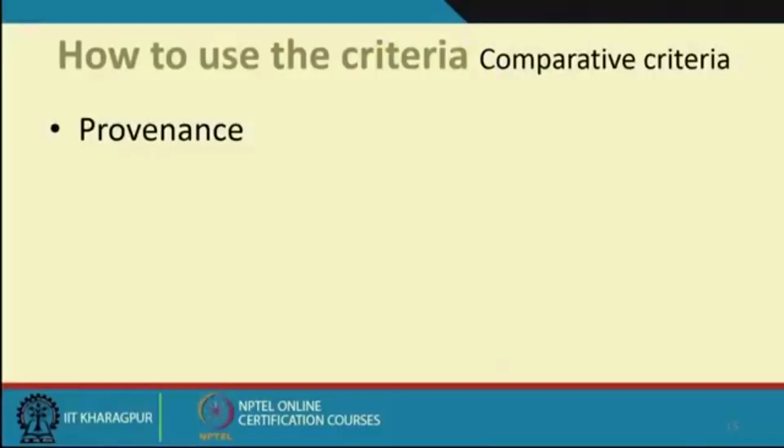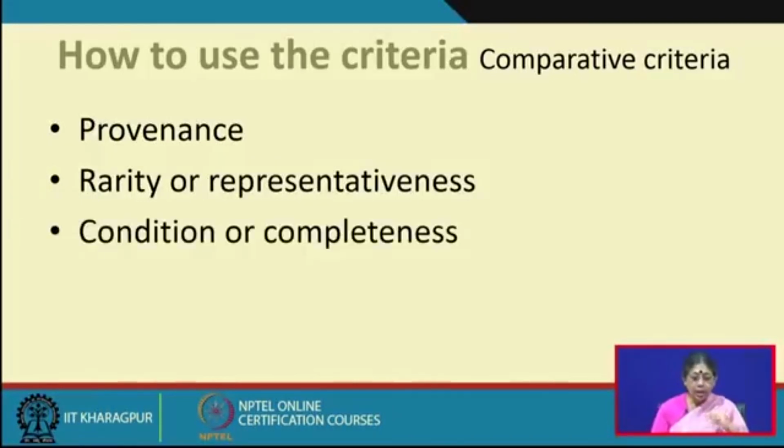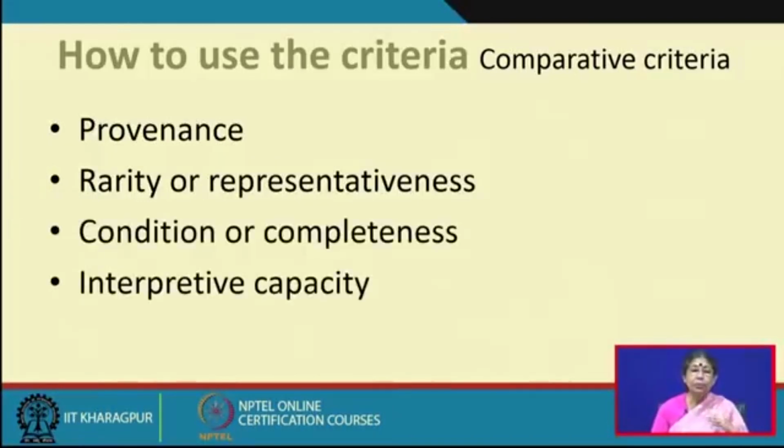So, now we have talked about the primary criteria. Let us talk about the comparative criteria. In the comparative criteria, one is provenance, then rarity or representativeness, condition or completeness, and interpretive capacity. Because once we know the individual criteria, when we say that there can be many examples of that, how do we assess that this is important? So, these are the four aspects known as the comparative criteria.